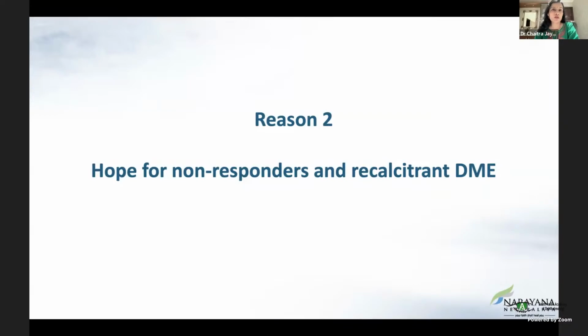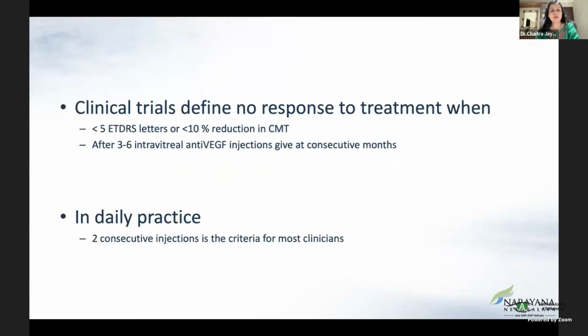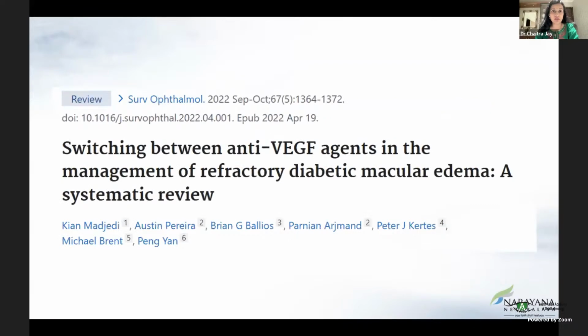But I think this is more of a day-to-day dilemma for us, and we base the decision on switching drugs primarily on the patient's affordability, the other eye status, and a few other factors. Clinical trials define no response to treatment when less than 5 ETDRS letters gain or less than 10% reduction in CMT is seen after 3 to 6 consecutive monthly intravitreal injections. So that is not what we can follow practically. In daily practice, 2 or at the most 3 consecutive injections is the criteria for most clinicians.